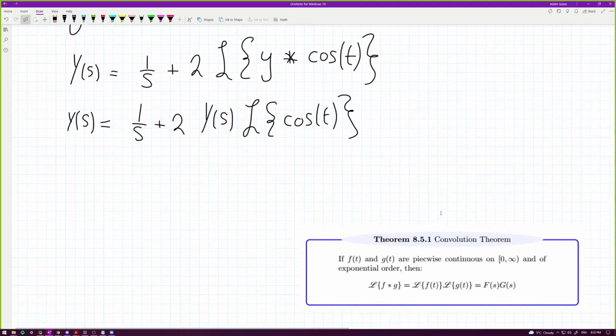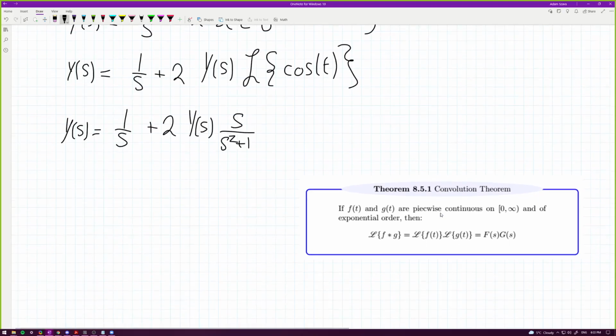Okay, and at this point I can essentially solve for Y(s), but I will turn that into the actual Laplace form. So Y(s) equals 1 over s plus 2Y(s), and now Laplace of cos t is s over s squared plus 1, I think. Correct me if I'm wrong. I'm pretty sure that's right.